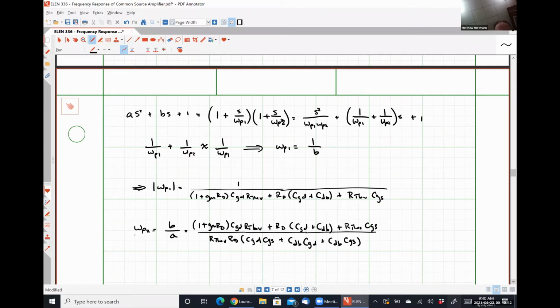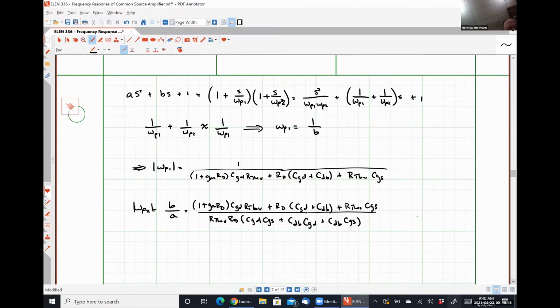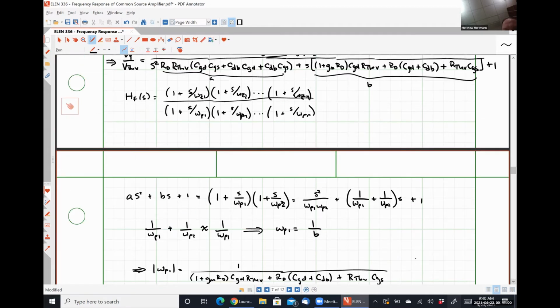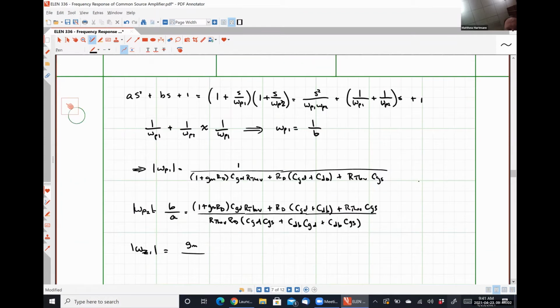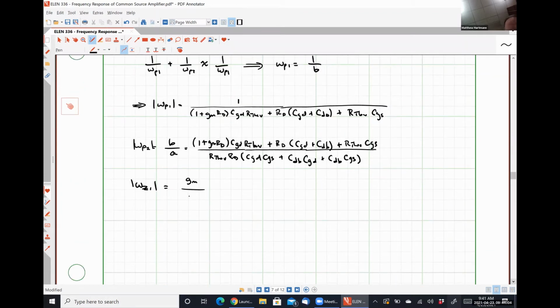Let me just put this here, absolute value sign. Lastly, we have our single zero, which I said before we can get by inspection just looking at our numerator, and it's going to be gm over CGD.